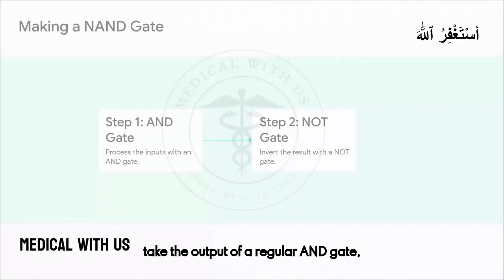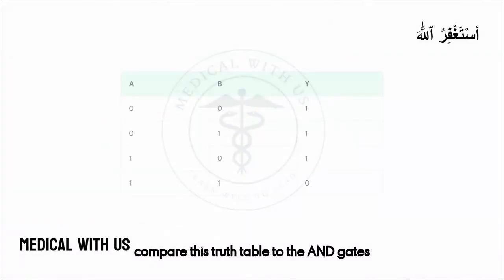You literally take the output of a regular AND gate, and then you just run it through a NOT gate to flip the result. And if you compare this truth table to the AND gate's we saw a second ago, you'll see the output column is the perfect opposite.